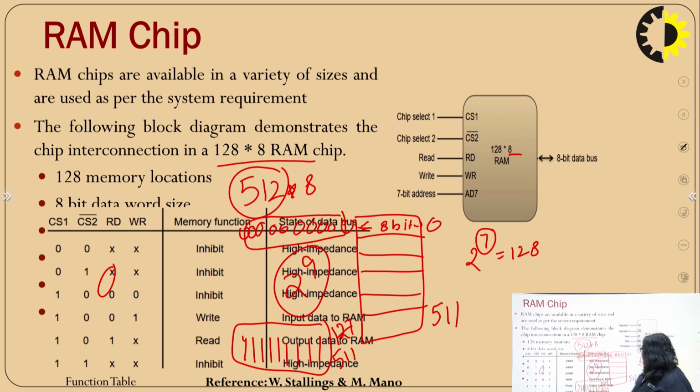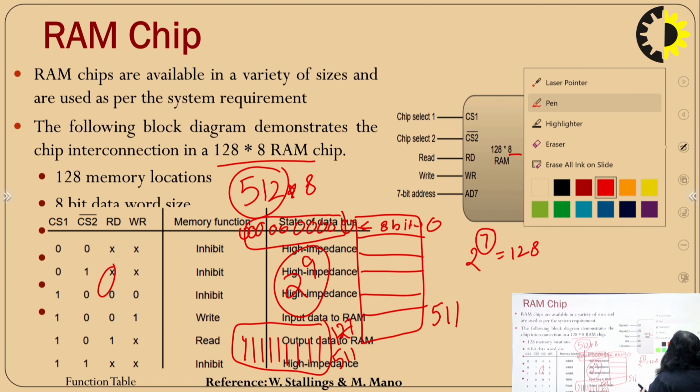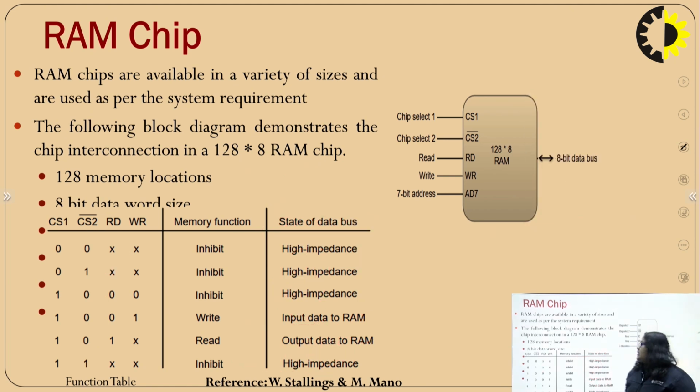Now this is the table. This table shows the memory functions with respect to the states. There are 4 parameters: CS1 chip select 1, CS2 complement chip select 2, read and write. There are 2 types of controls.